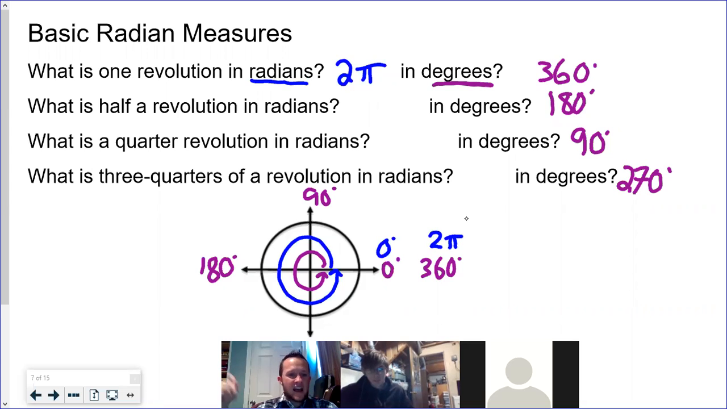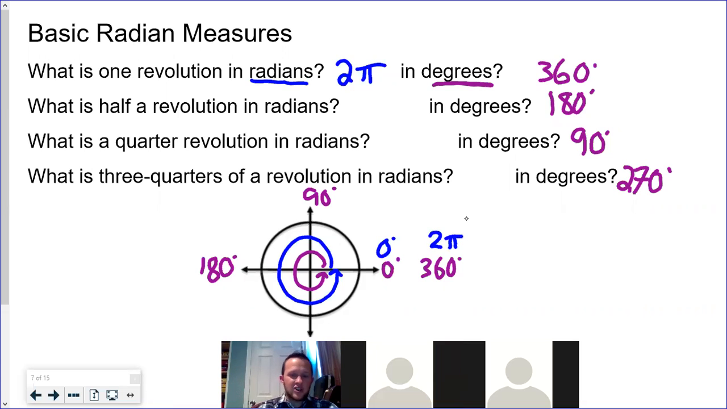Well, then what's half of that? What is half a rotation? That is just going to be pi. Well, then what's half of that? Well, don't think too hard. Half of a pi is pi halves. It's just pi divided by 2.